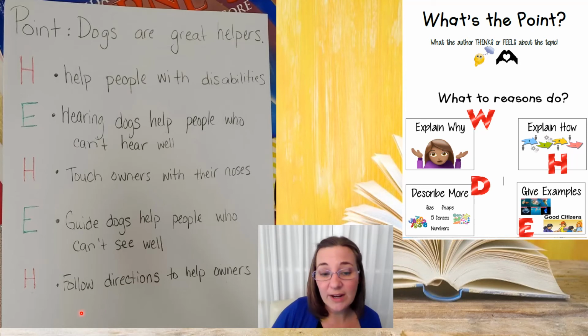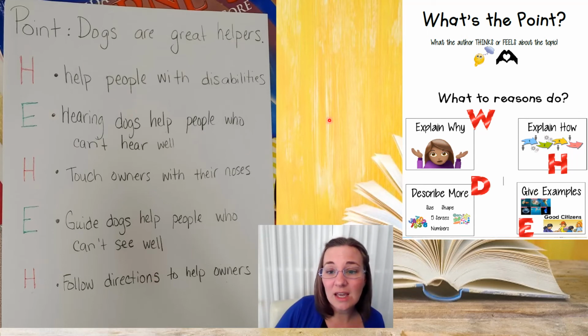And then they went to their final reason and said, follow directions to help owners, and went back and found that part of the text and said, what did that reason do when it was talking about following directions to help the owners? This second grader thought that explains how the guide dog helps, and so they coded it with an H.